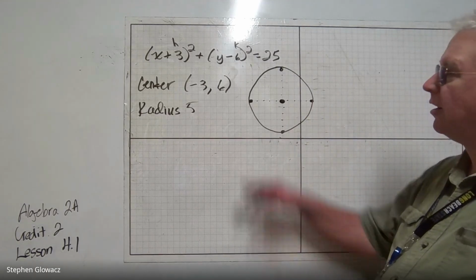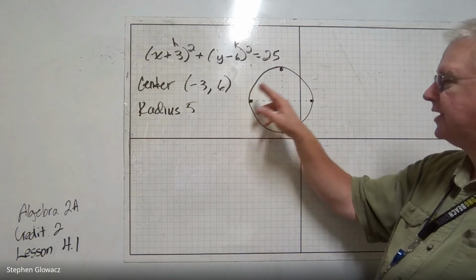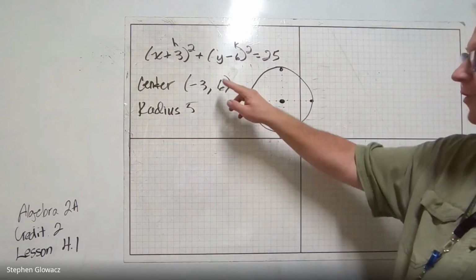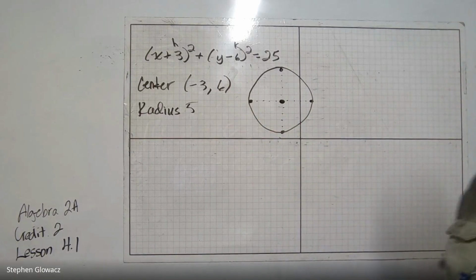That is our equation that we determined as an example for number 7, and also we have our circle with our center of negative 3 and 6 and a radius of 5 graphed.